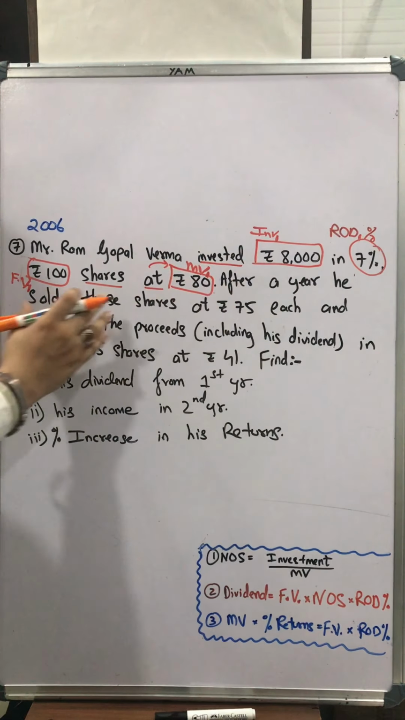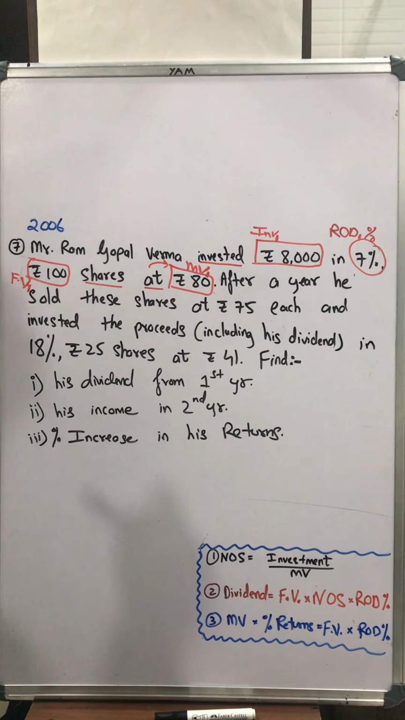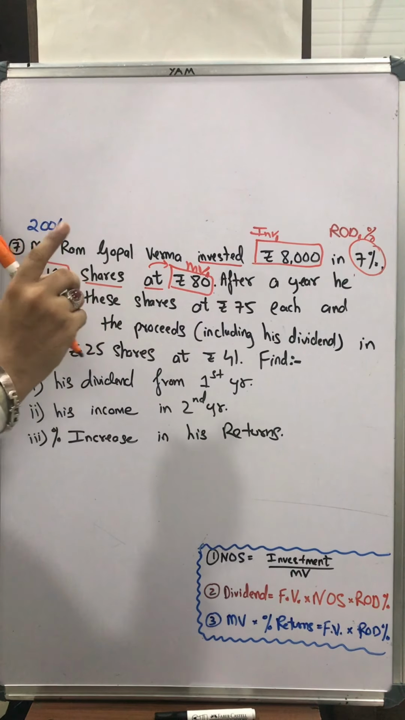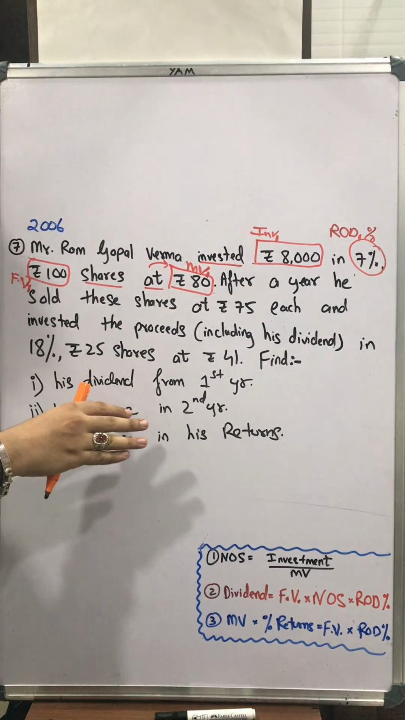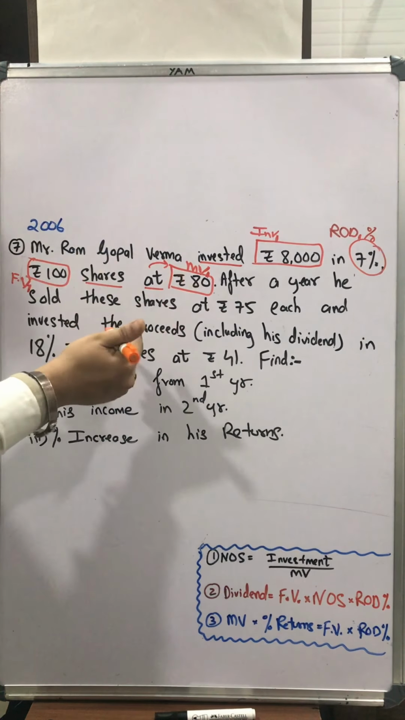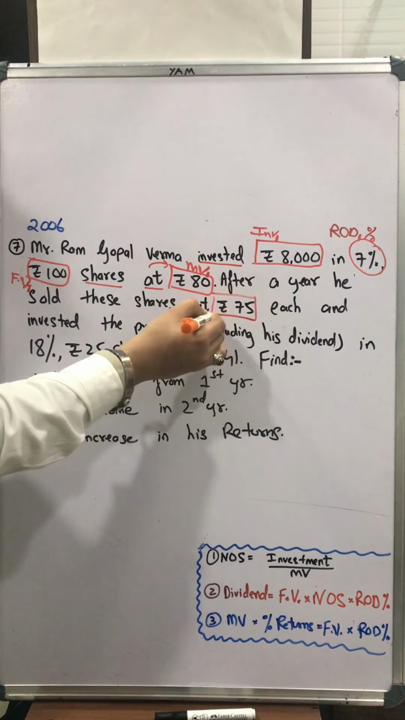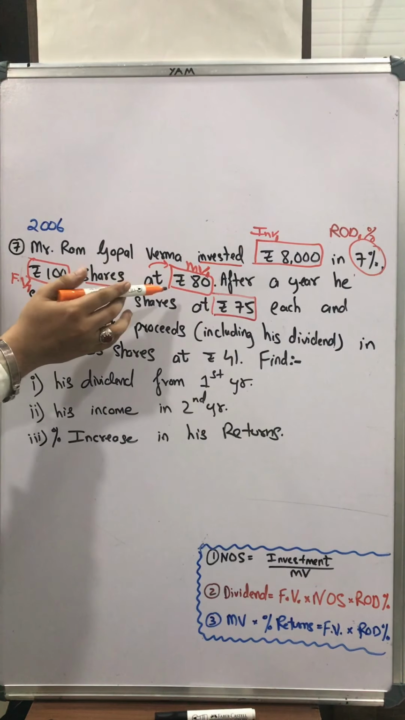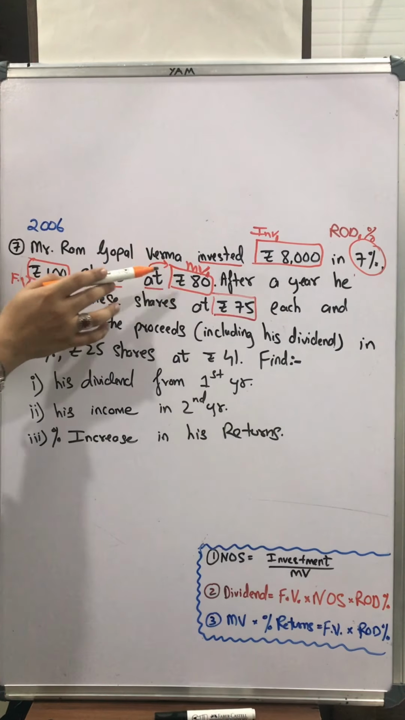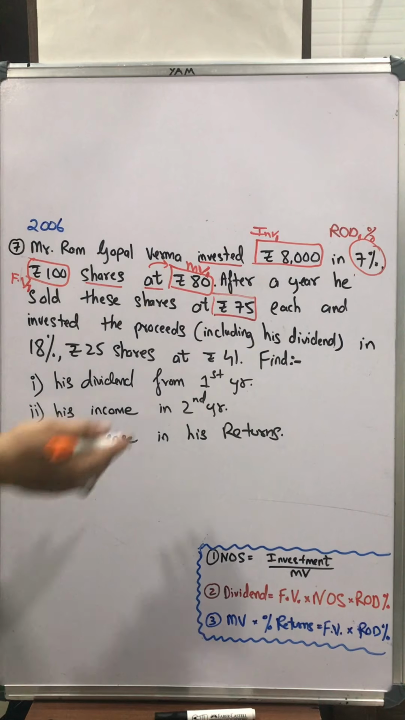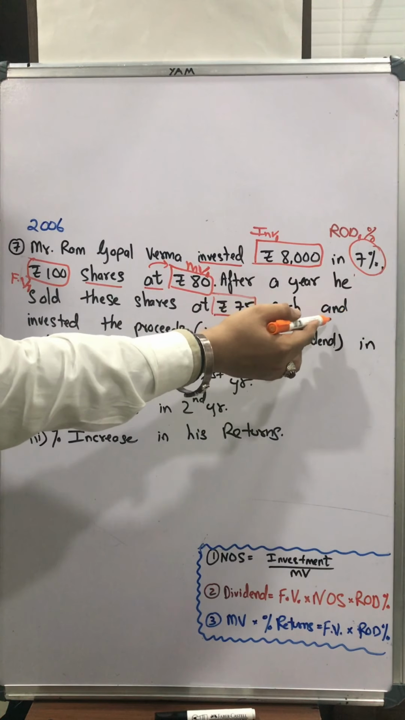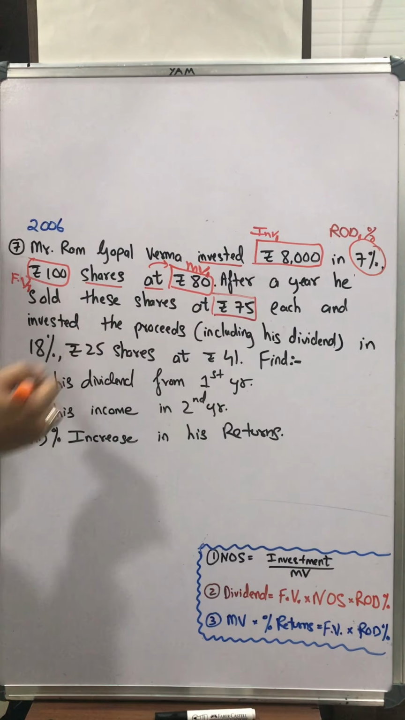After a year, he sold these shares. That means completely for 1 year, Mr. Ram Gopal Verma was having the shares of the first firm. Okay. Then he sold these shares at rupees 75. Oh, he made a loss because he had purchased one share at rupees 80, but he's selling the shares at rupees 75 each, and invested the proceeds.